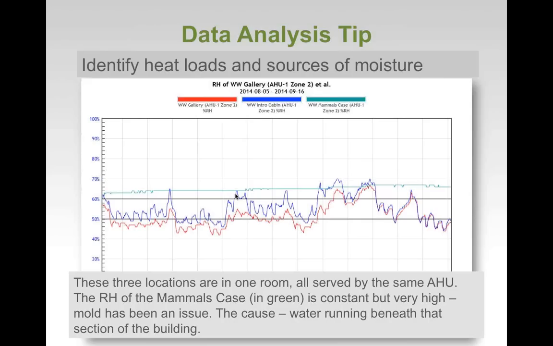The stream runs almost under that case, and that case was acting as a trap to contain the moisture, hold it in there, and with the temperatures the system was providing, allow mold to grow. So just that one stream, the moisture coming up through the foundation, was causing this little line right there.